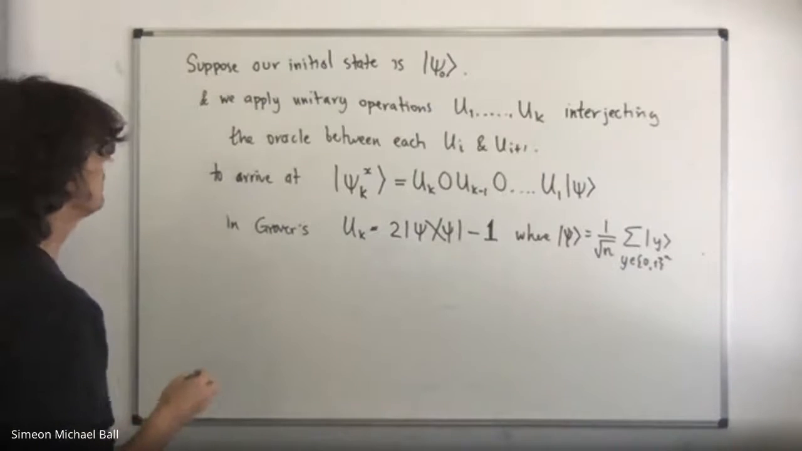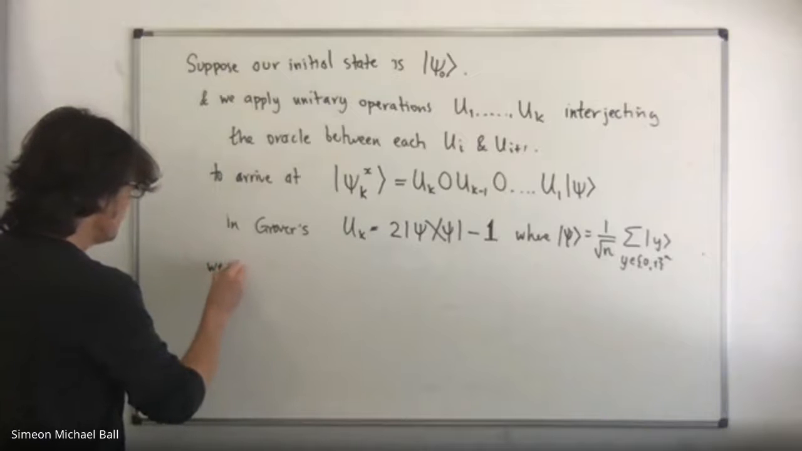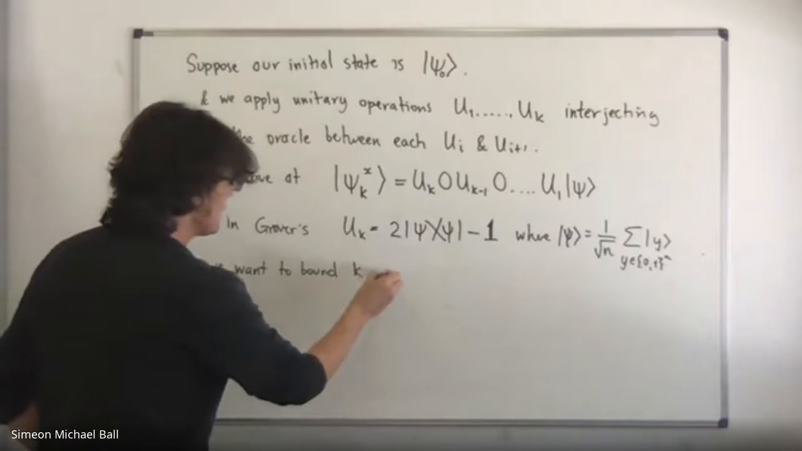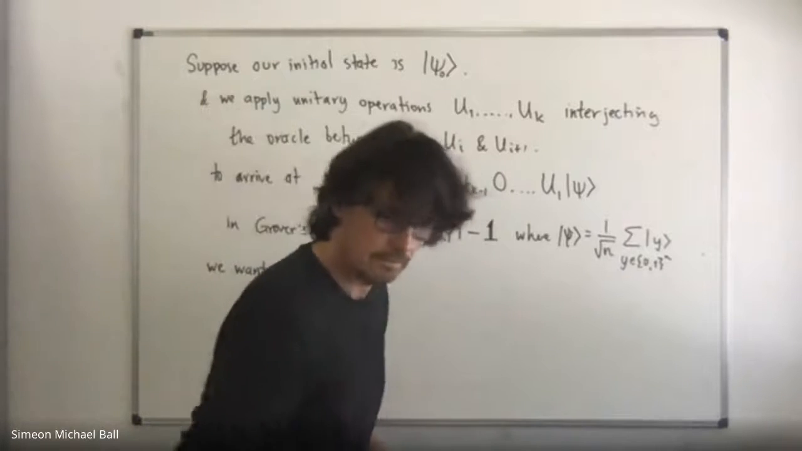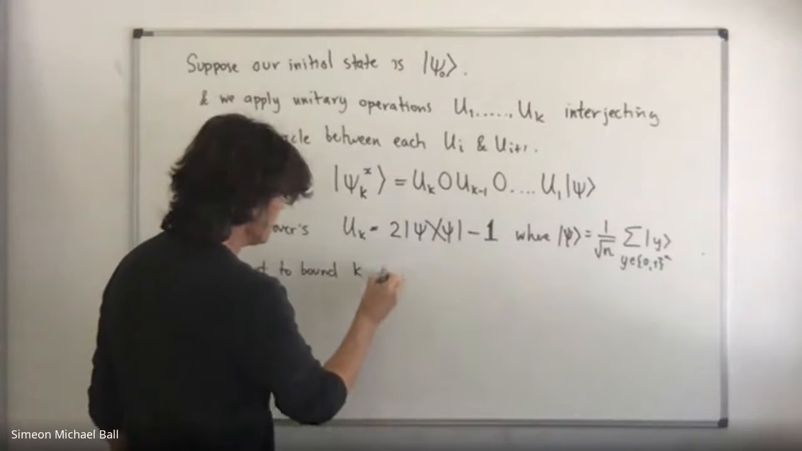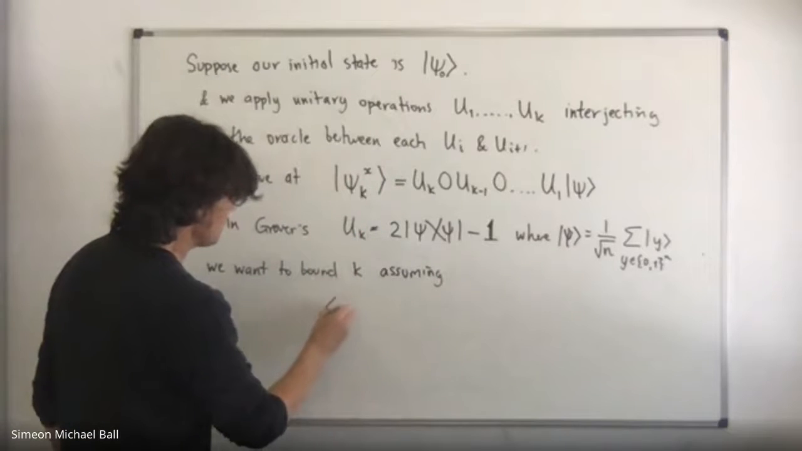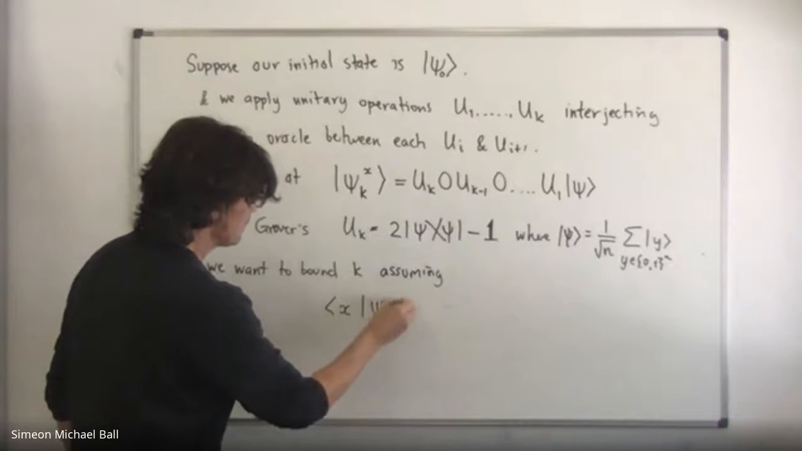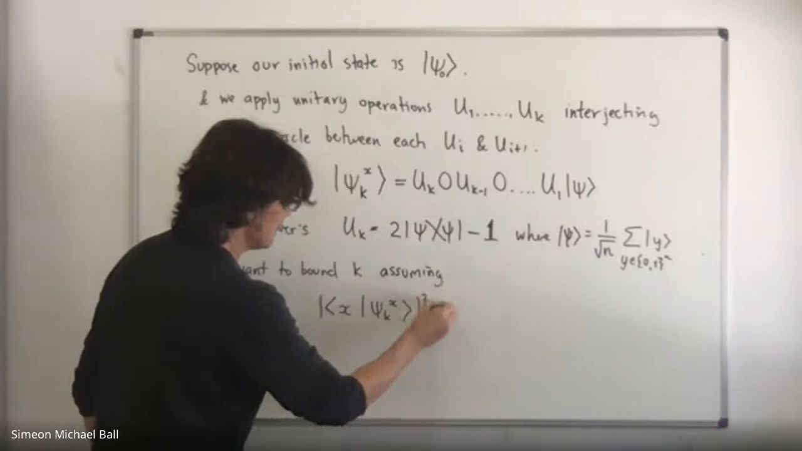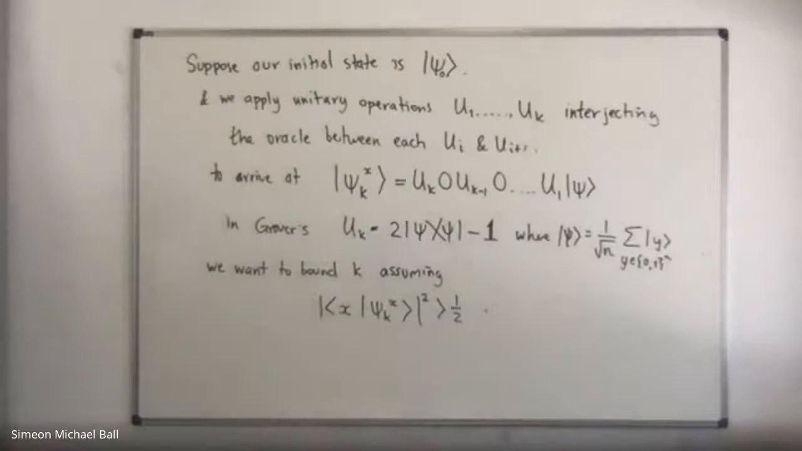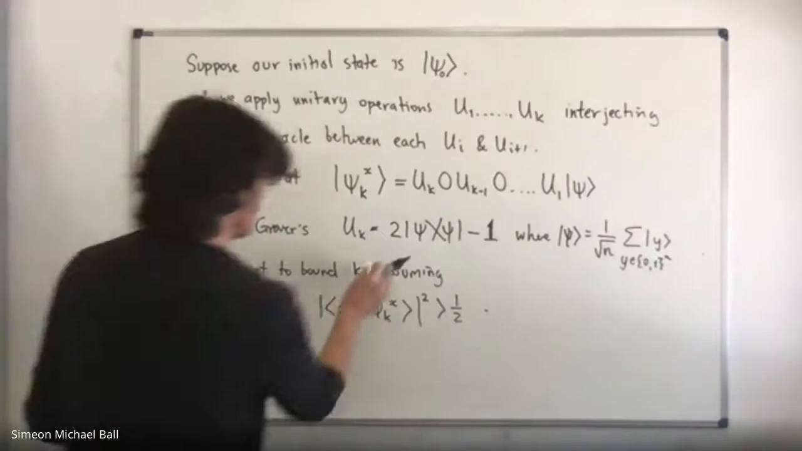So we want to calculate K. We want to bound K such that, assuming K is that, when we measure with respect to x, this is at least a half constant.